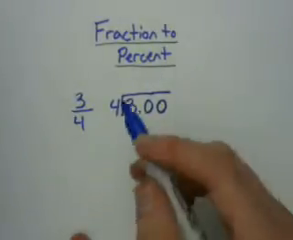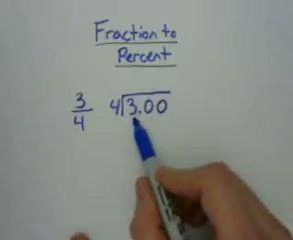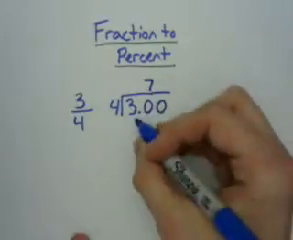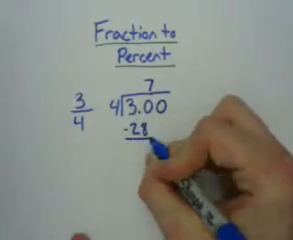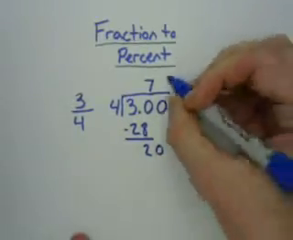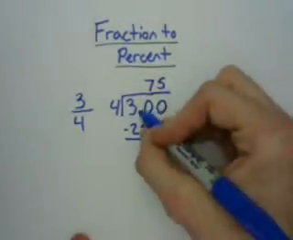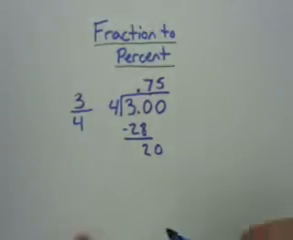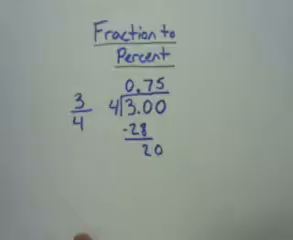We are going to go 4 into 30 because I can't take 4 into 3. Okay, so that goes into it 7 times. 7 times 4 is 28. Subtract. It's 2. Drop the 0. 4 goes into 20 5 times. Now here's the trick. This decimal has got to come up. Okay, so this is actually 0.75.